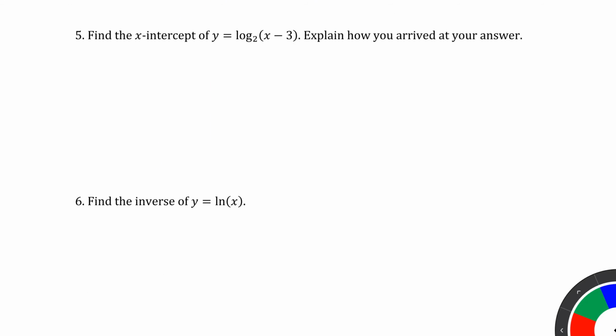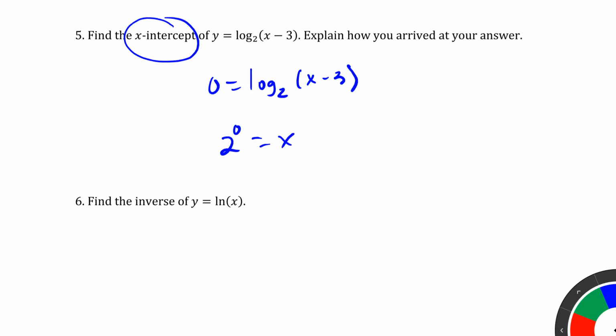Number 5 says to find the x-intercept. So as soon as we see x-intercept, we know y is 0. The function is log base 2 of x minus 3. So if I rewrite this as an exponent, it would be 2 to the 0 equals x minus 3.